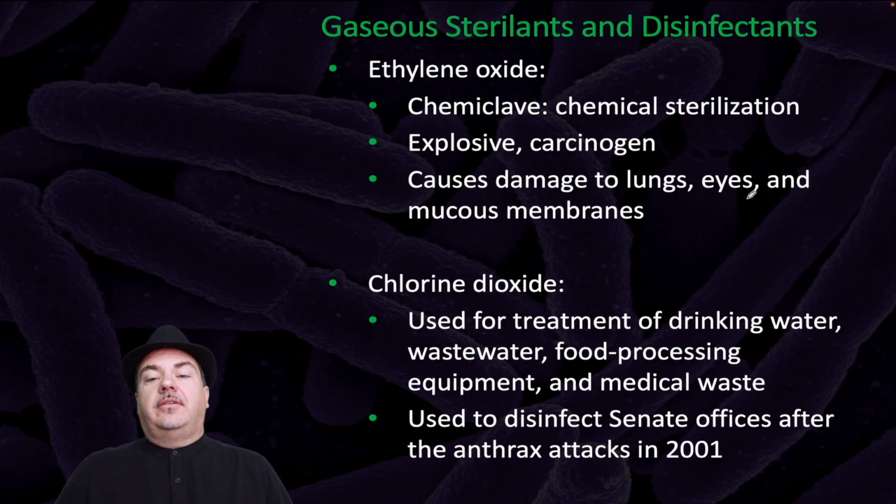We can have gases, sterilants, and disinfectants. For example, ethylene oxide. This can be used in a chemiclave. So instead of an autoclave that uses wet heat and pressure, we can have a chemiclave that uses chemical sterilization. Downsides are ethylene oxide is explosive and a carcinogen, and it can cause damage to lung, eyes, and mucous membranes. Or we can have chlorine dioxide. It's used for treatment of drinking water, wastewater, food processing equipment, and medical waste. And most famously, it was used to disinfect the Senate offices after the anthrax attacks in 2001.